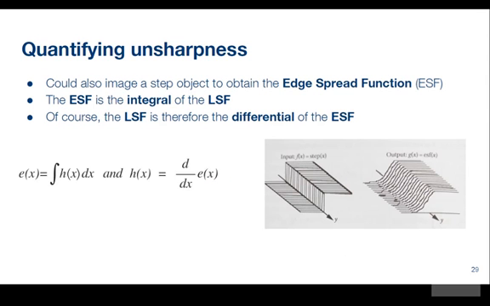Another common, more practical way to do it is to image an edge. So we usually design a block of lead or something that's highly attenuating, and we put that on the detector, we image it, and if it was a perfect imaging system, we would get a nice sharp edge. We don't. We get a blurring, and in this case that blurring is known as the edge spread function. And the edge spread function and the line spread function are actually related.